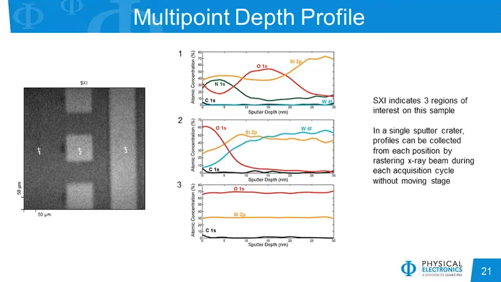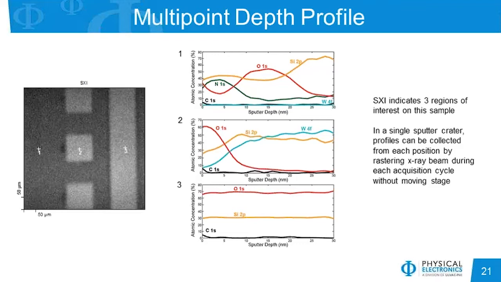After sputtering, we will collect data from each of those 3 points, and again, without having to move the stage. And so within a single sputter crater, we can collect profiles of 3 different regions. And so this can be very useful if you have limited sample space and do not have the ability to perform analysis depth profiling in multiple locations. You can collect that information all at once.